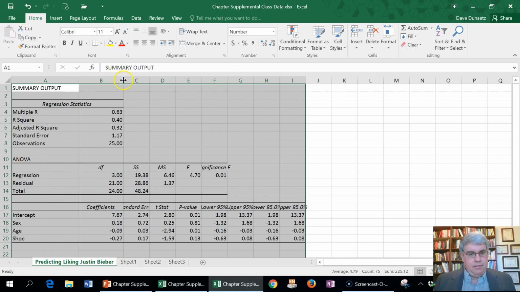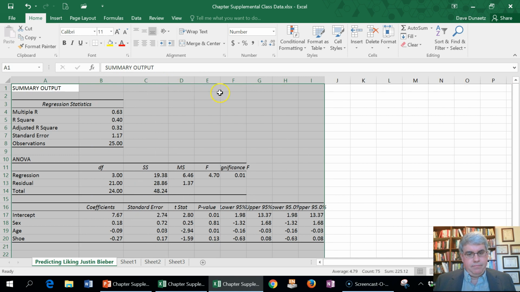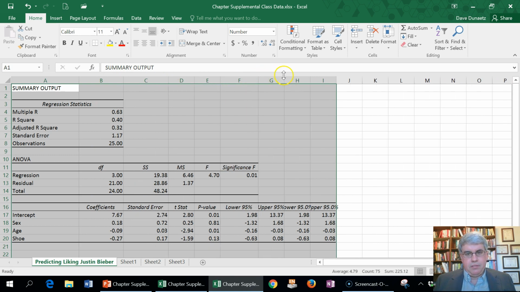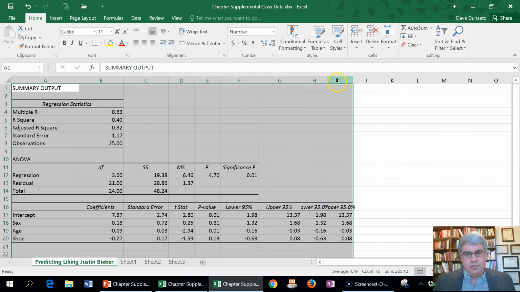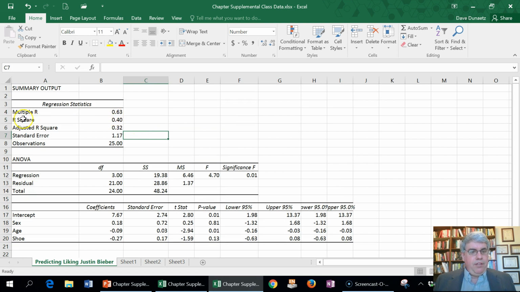Okay, so let's see what we get. First of all, we get the R square of 0.40, and that means 40% of the variation of how much people like Justin Bieber is predicted by these 3 variables. So that's pretty good. And this model is significant, so that is good.